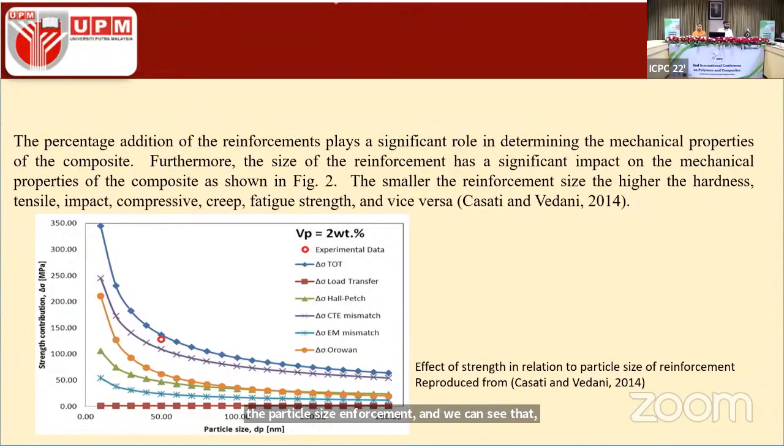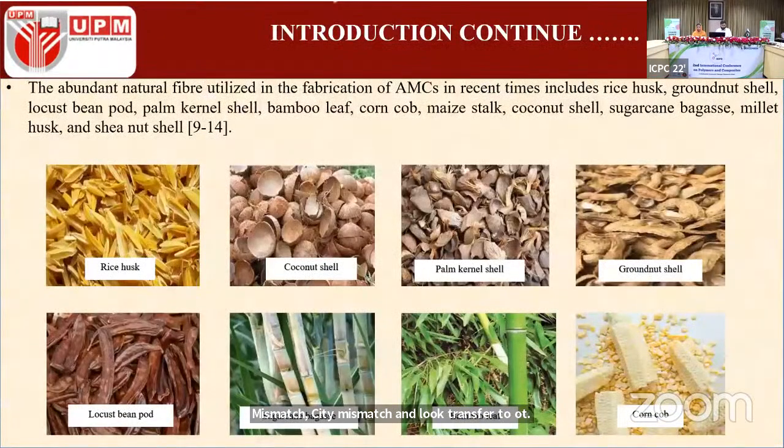the x-axis is the particle size, and the y-axis is the strength contribution in megapascal. You see different curves for different cases, like the green one using Hall-Petch, and others using Orowan, elastic modulus mismatch, CTE mismatch, and load transfer, and the experimental data.